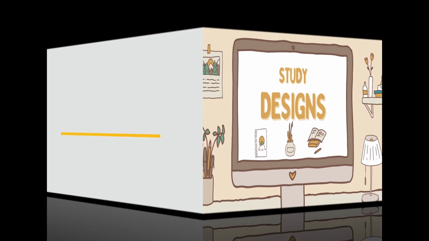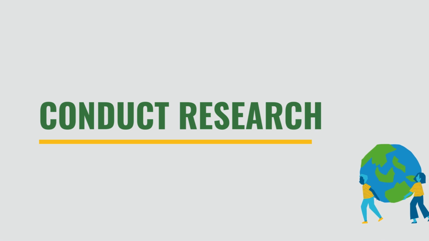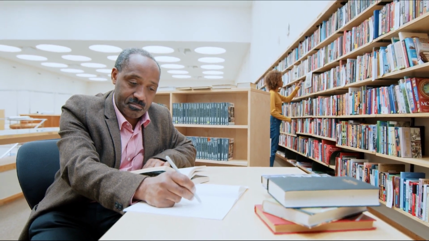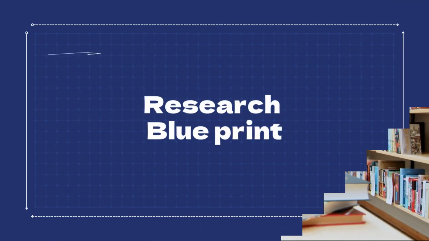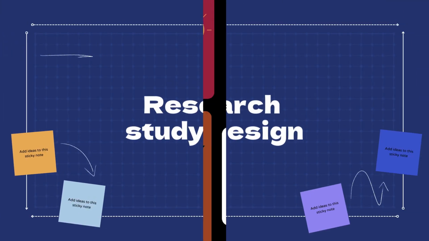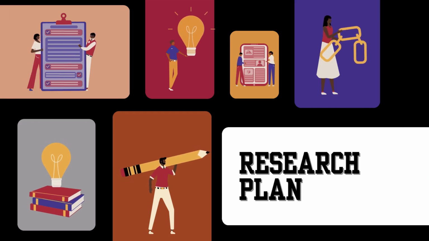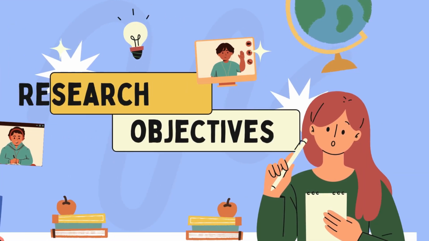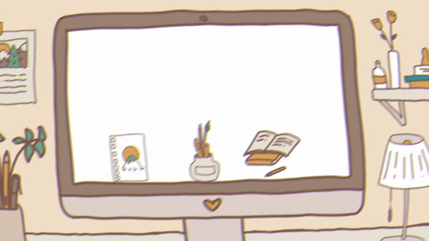Now, if you're going to conduct research, you're going to have to document your processes, you're going to document what you're going to do in what we call a research blueprint, or better still, research study design. So your research plan is going to follow a particular blueprint depending on your research objectives and your research questions. And these are what we call the study designs.